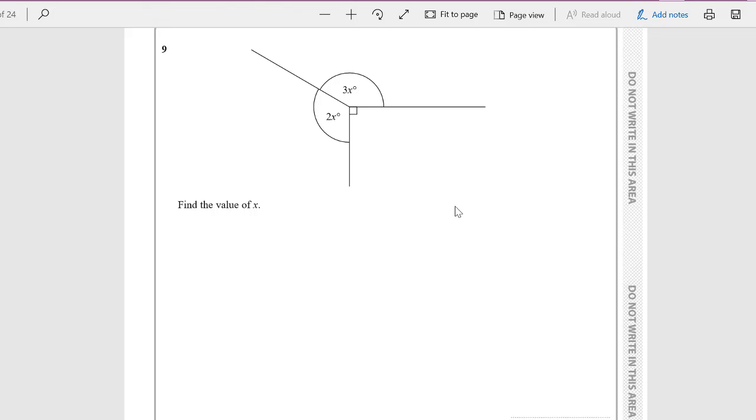Okay, question 9 says find the value of x. So we can see that we have, first of all, this right angle. And we know that this full turn will give us 360 degrees. So we've got 2x plus 3x plus 90 will give us 360 degrees.